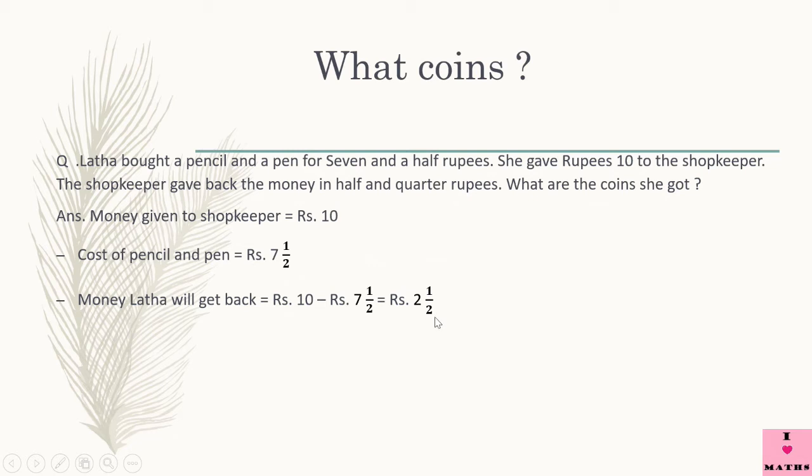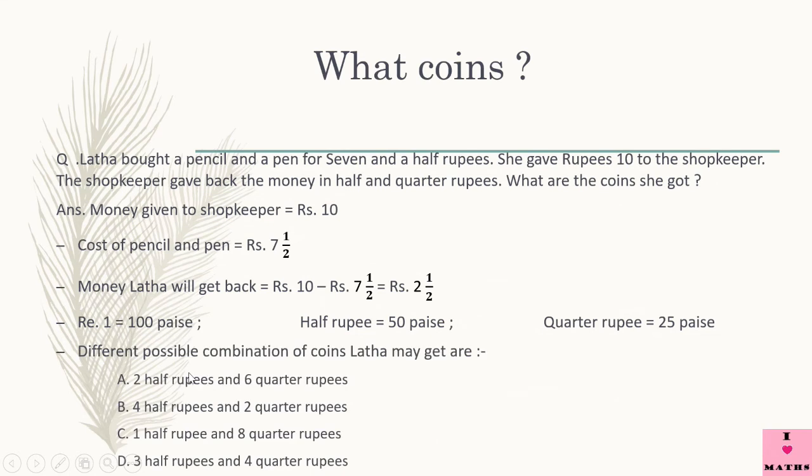Now, the shopkeeper has to return 2.5 rupees to Lata. Children, there are many ways in which he can return 2.5 rupees. And mind you, he gave only 50 paisa coins and 25 paisa coins to Lata. Okay? So, I am going to show you different combinations of half rupees and quarter rupees which the shopkeeper could have given to Lata. Okay, let's see. Now, rupee 1 is 100 paisa, half rupee is 50 paisa and quarter rupee we just now calculated is 25 paisa. Okay.